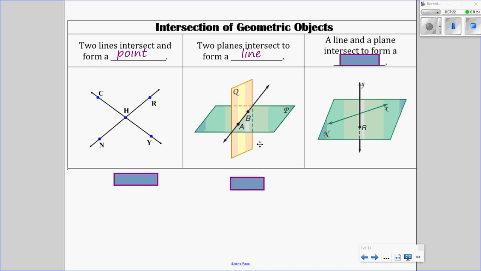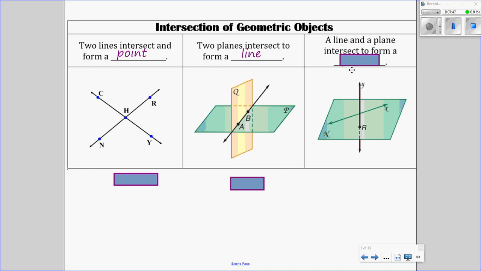In order to visualize it, look at the room and look at the 2 walls, or let's say the wall and the ceiling. See where they intersect. Notice what's created. There's a line that's created up at the ceiling. So when you have 2 planes intersecting, they create that line. That's the best way to visualize it.